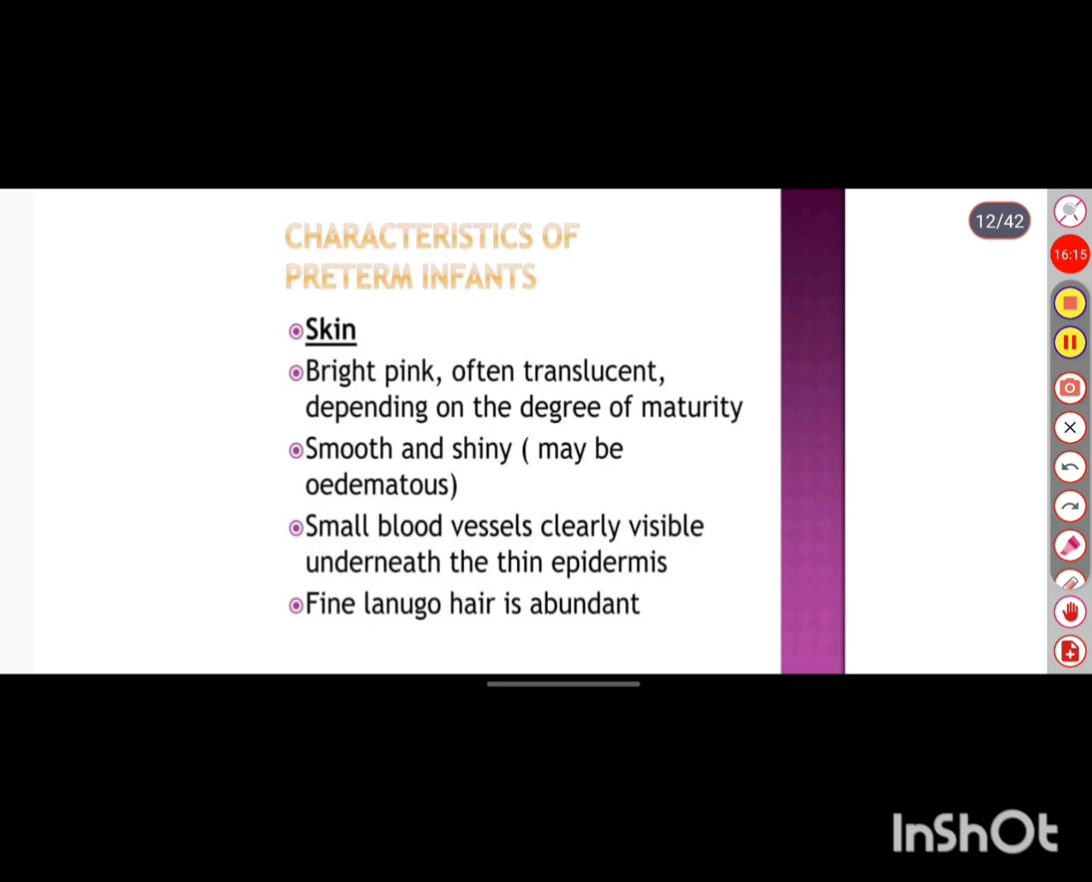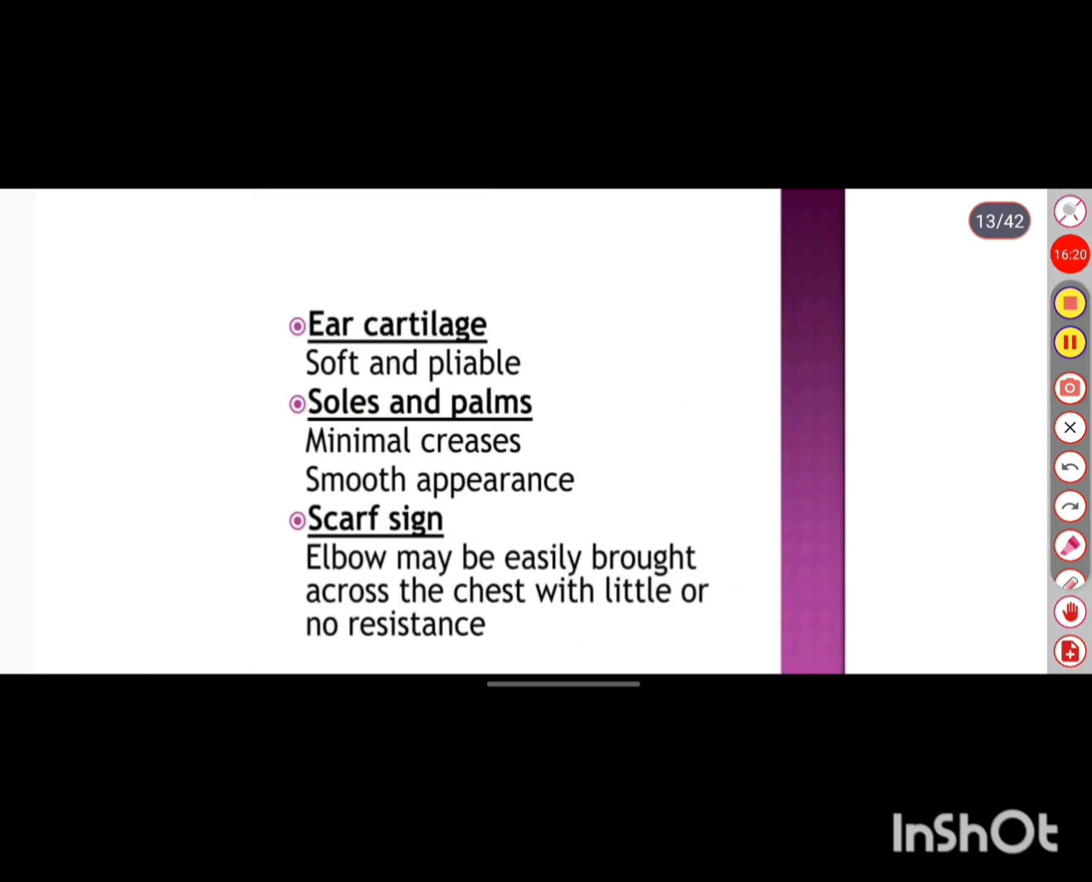So, in the skin, already told. The ear cartilage is soft and pliable. Soles and palms have minimal creases, and they'll have a smooth appearance. They'll usually have a scarf sign, meaning elbows may be easily brought across the chest with little or no resistance. Usually very difficult to get manifested for the term babies.